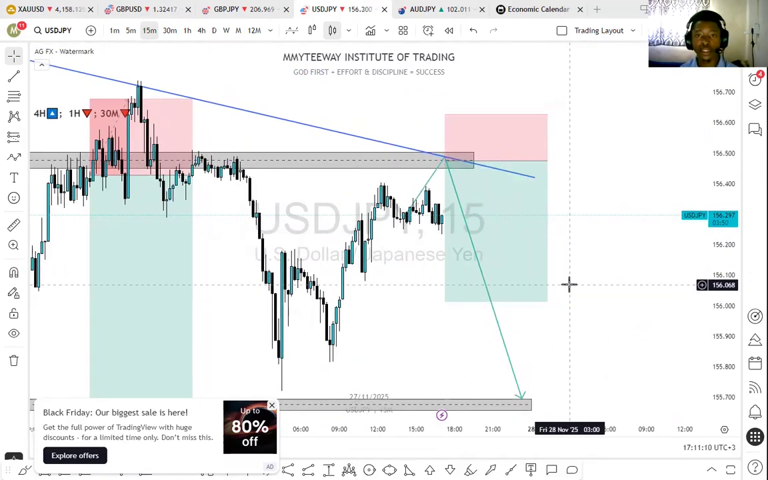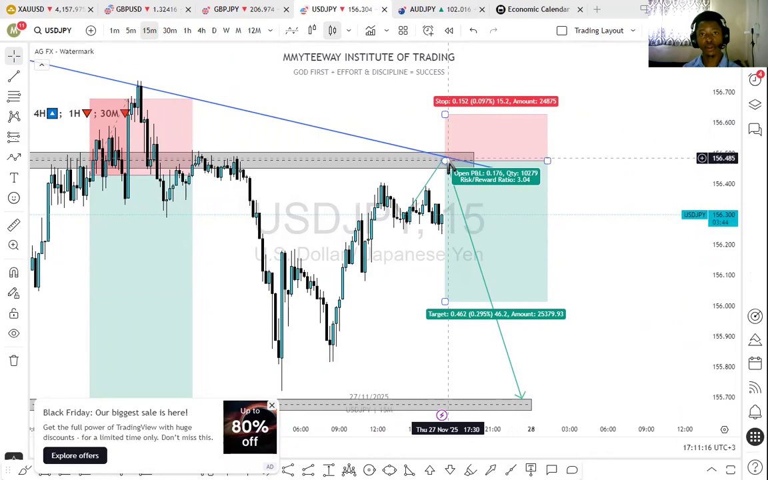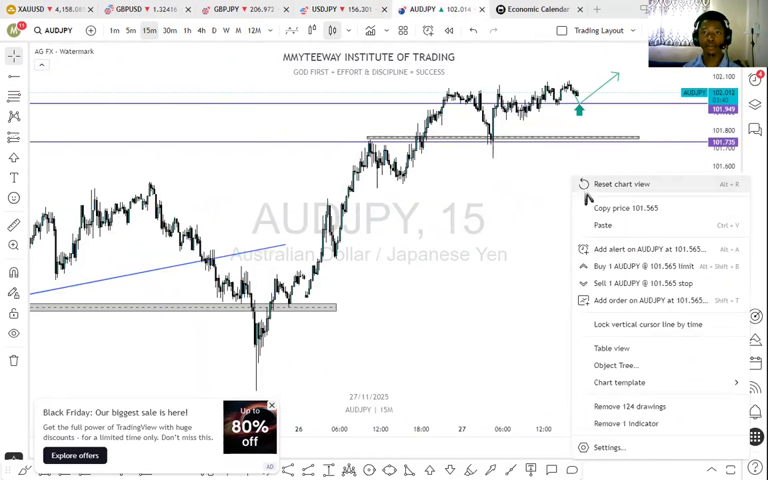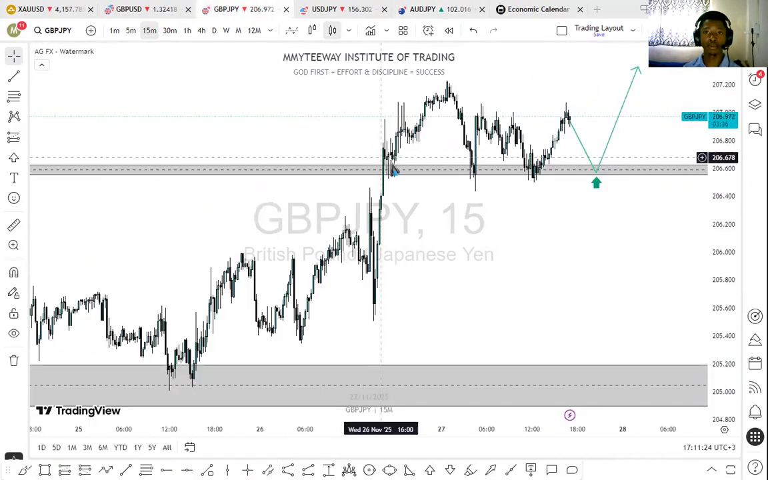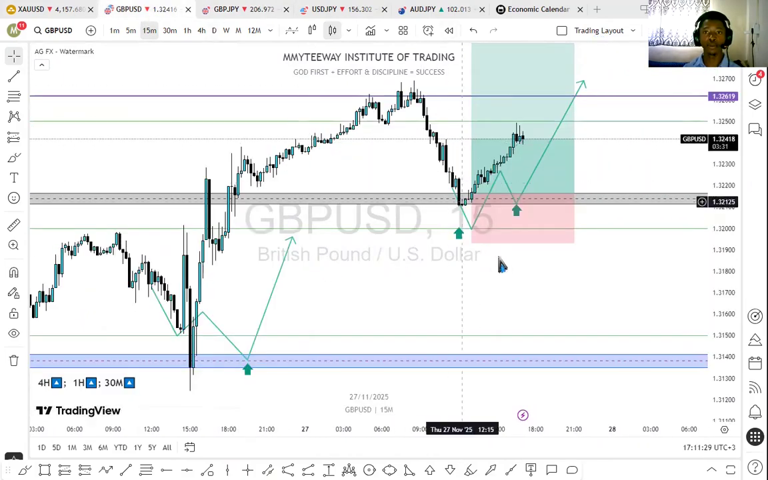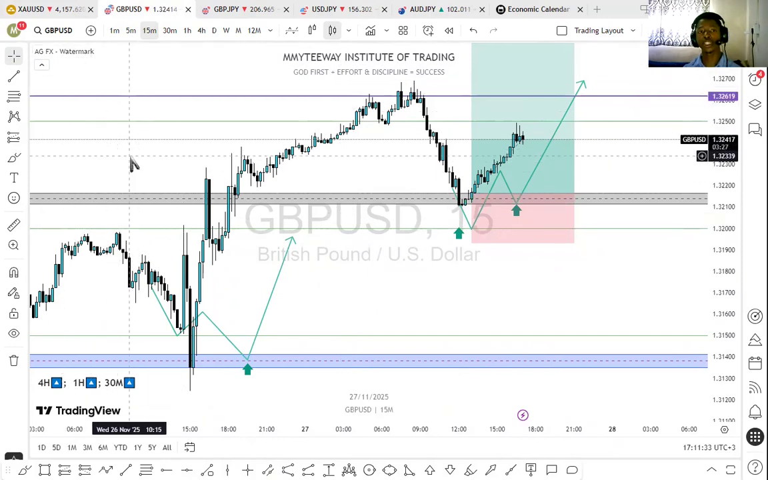So this is it, guys. We are waiting for this. We do not rush the markets. We are waiting for this market to come to our area of interest, and then we sell AUDJPY. We buy GBP JPY to come to our area of interest. We buy GBP USD to come to our area of interest. In gold, you're already in the trade.